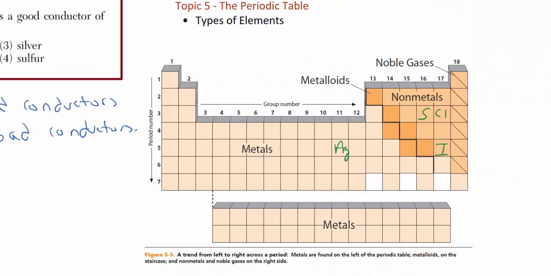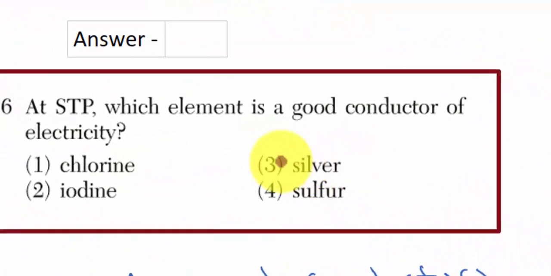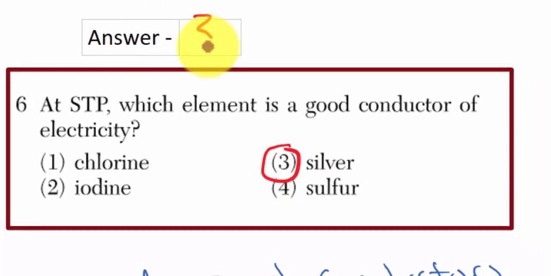I've taken the liberty of placing the 4 elements on this little mock-up periodic table. You can see the locations of sulfur, chlorine, and iodine are all within the confines of the non-metal zone. And over here, all by itself, is our silver atom. It is a metal. That makes it a conductor of electricity, and that makes the answer to your question 3.